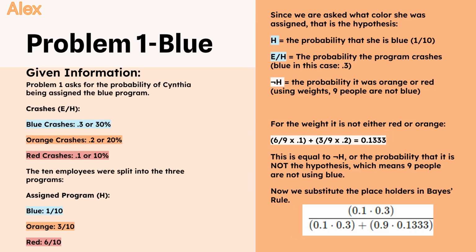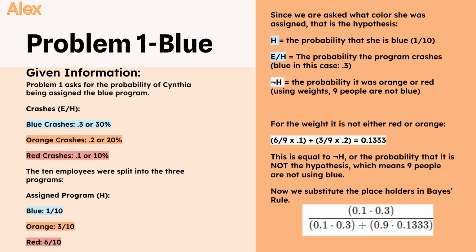For our problem, we're asked if Cynthia gets assigned the blue program. Here we have the probability that the program crashes for the assigned program, based on 10 employees, and now we're going to use this information in Bayes' rule. Since we're asked what color she was assigned, this is the hypothesis. The probability that she's blue is a 10% chance. The probability the program crashes, a 30% chance, is the evidence. And the negation of H is the probability it was orange or red, which is 9 people who are not blue.